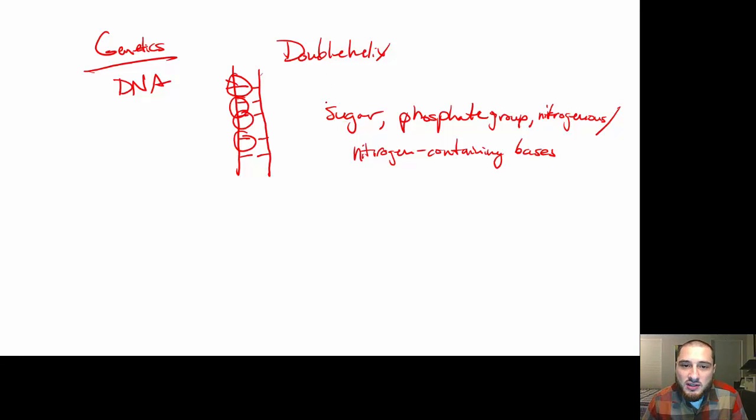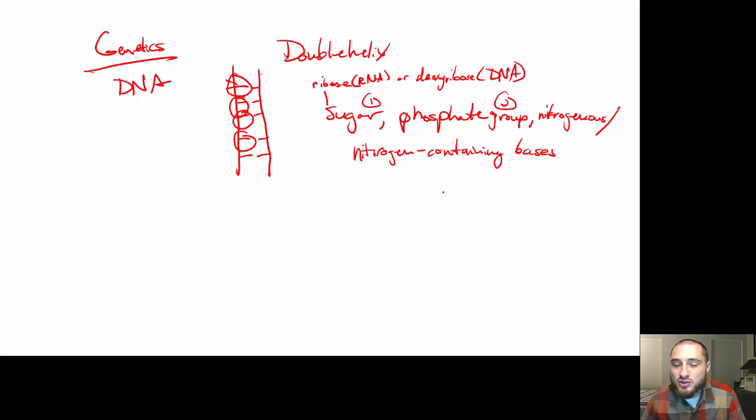So you have these three parts. You have a sugar, which is either going to be ribose in RNA, or it's going to be deoxyribose in DNA. So you're going to have a sugar, that's one part of it. Another part is going to be a phosphate group, and then you're going to have these nitrogenous bases, which are going to be either your A, your T, your C, or your G. Remember, when we talked about mRNA, it does not have a T, instead it has a U, so you're going to have A, U, C, and G.